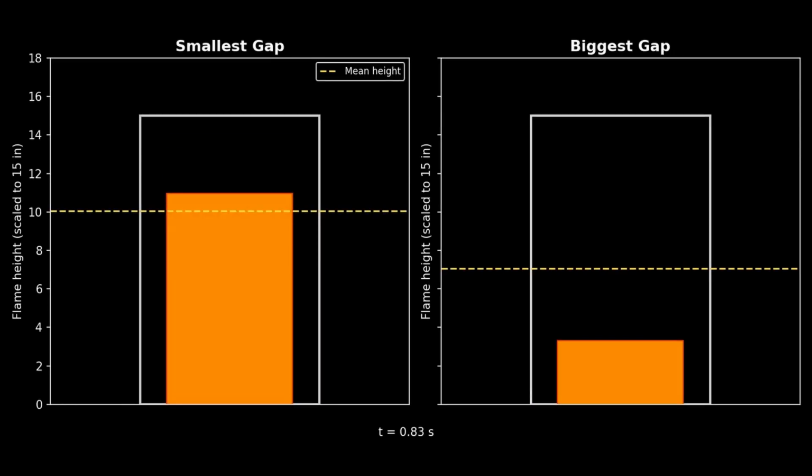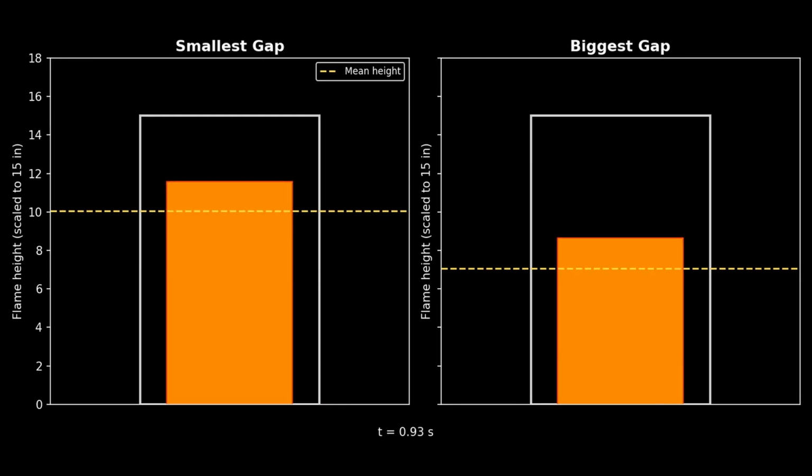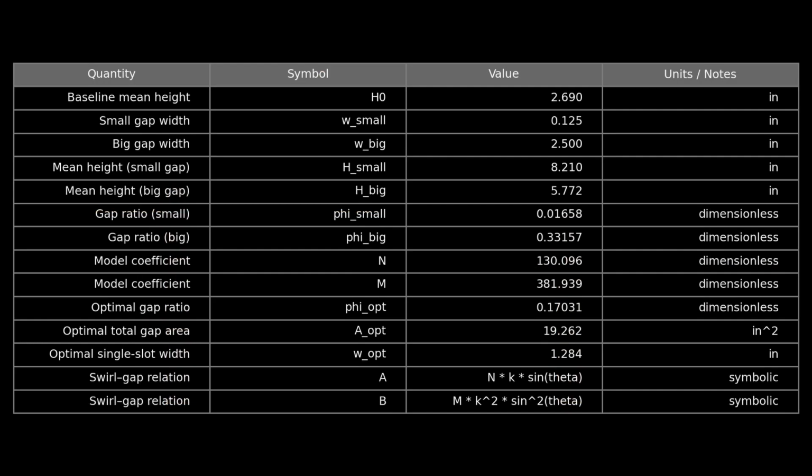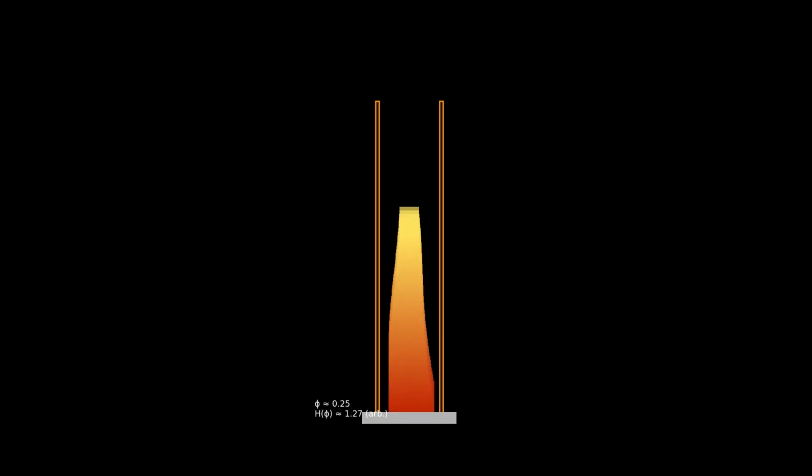Here are the results. As the gap ratio increases from 0, flame height rises, reaches a peak, and then decreases again as we overvent the column. Had our column been taller, our data would have been more easily measured.